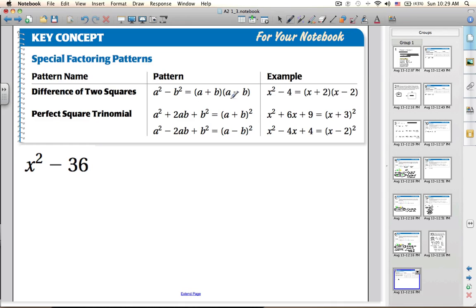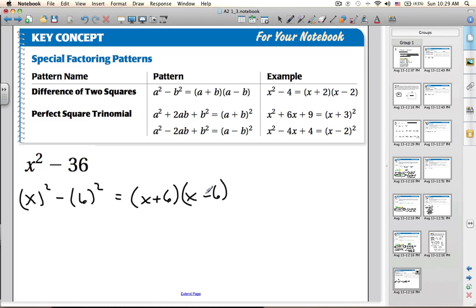So if you're trying to identify this pattern, what you want to look at is, is this a perfect square? Oh yeah, that's x squared. And is this a perfect square? Yeah, it is. It's 6 squared. So once I know that they're perfect squares, then I can take the square roots and I can plug them into this pattern. So x would be a, 6 would be b, and I know this is going to be x plus 6 times x minus 6.